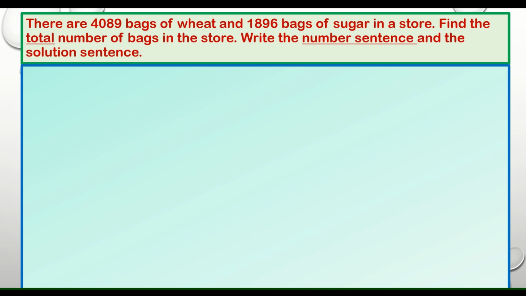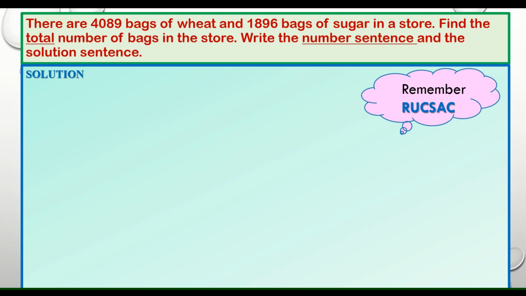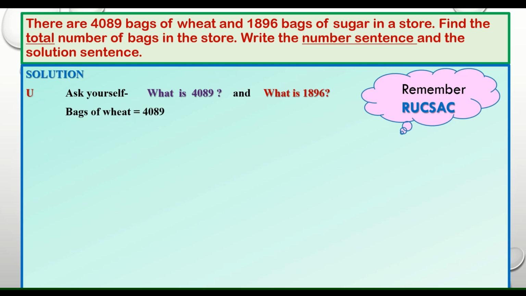If you remember RUCSAC, the first step is to read the question. So you can read it a second time also, twice or thrice, to gather the information. Now here there are two numbers in the question. So ask yourself a question: what do these numbers stand for? First number is 4,089. So ask yourself what is 4,089? You will say bags of wheat. So simple, your answer becomes the statement. So the first statement is bags of wheat is equal to 4,089.